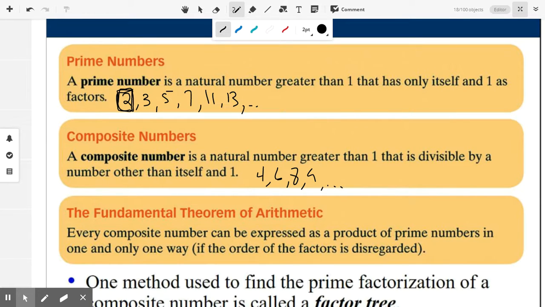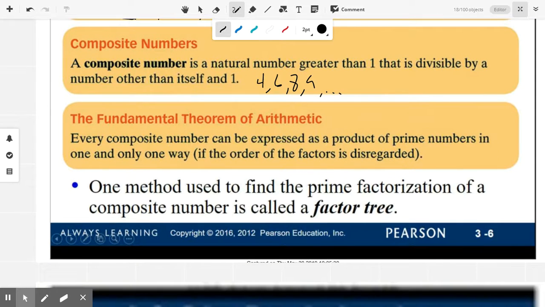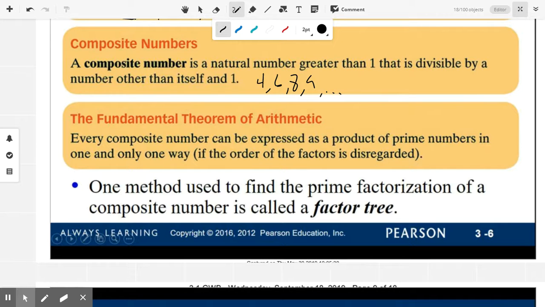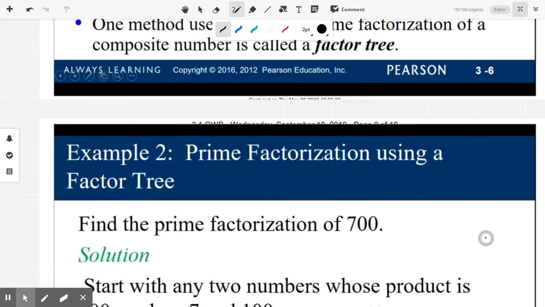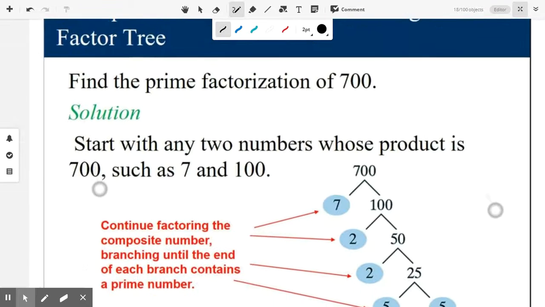All right, the fundamental theorem of arithmetic states that every composite number, every one of these numbers right here, can be written as a product of its prime numbers. Remember, product means multiplication. So you can take any one of these numbers and you can multiply prime numbers together to get that number, right? 4 would be 2 times 2. 6 would be 2 times 3. 8 would be 2 times 2 times 2. All right. And one of the ways we go about finding prime factorization is using the factor tree. So that's what we'll be doing a lot of today, is using the factor tree.